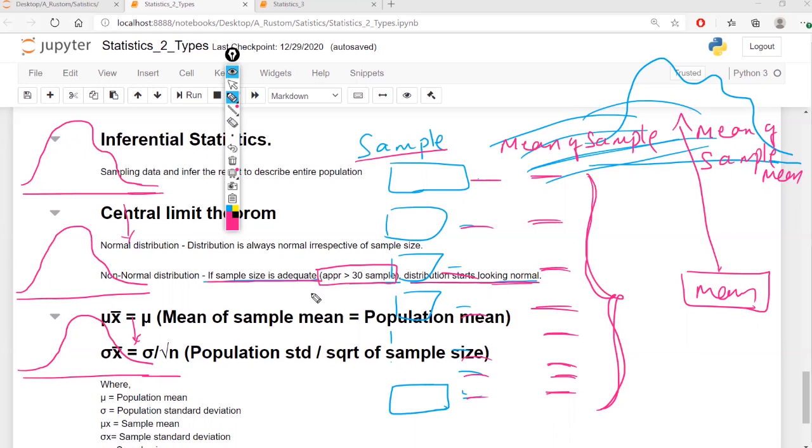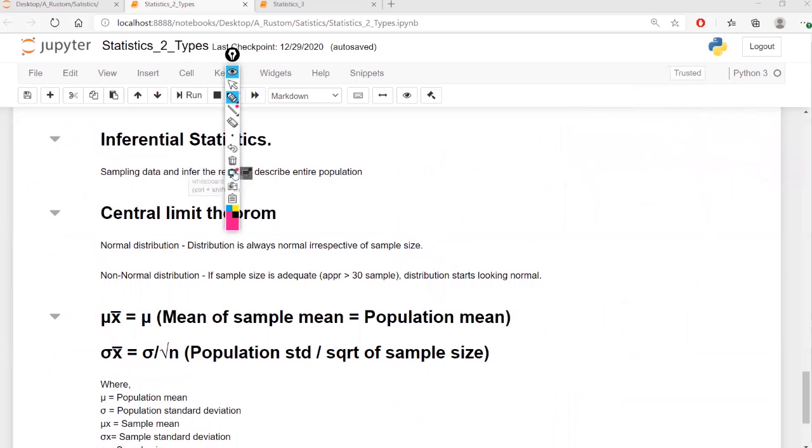So we'll look into this formula and solve one or two problems. First, let's understand: the mean of the sample mean is always equal to the population mean. When I say always equal to, it's very close to the population mean. That is what this is saying: mu x equal to mu. It means that the mean of samples equals the population mean.